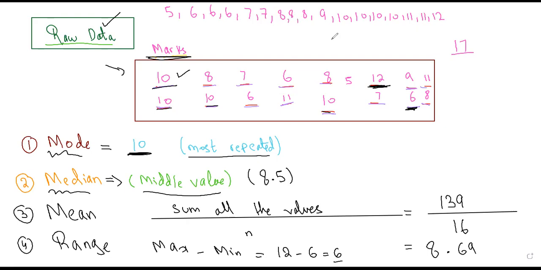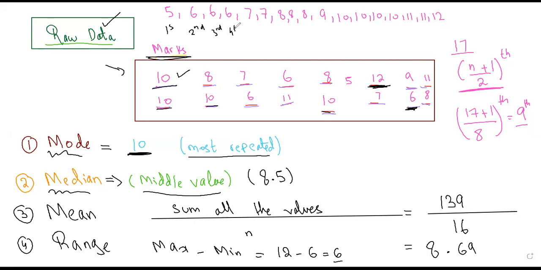Now we have 17 numbers. What would be the median? Steps are the same. The (N plus 1) by 2 term would be the median term. N is 17, plus 1, divided by 2, and this would be the ninth term. Let's see where's the ninth term. This is the first term, second, third, fourth, fifth, sixth, seventh, eighth, ninth. This is the ninth term and this is your median.